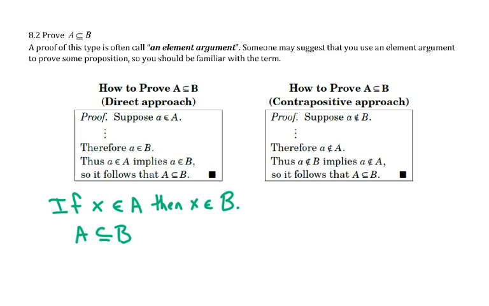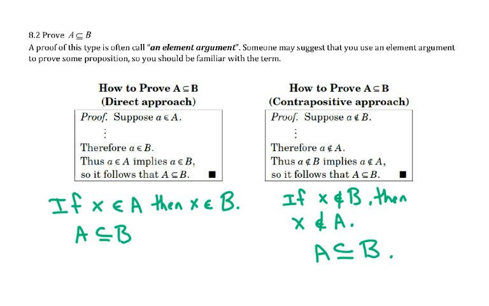And so the contrapositive, of course, would be: if x is not an element of B, then x is not an element of A. And this would prove that A is a subset of B because this is the contrapositive. These are logically equivalent.